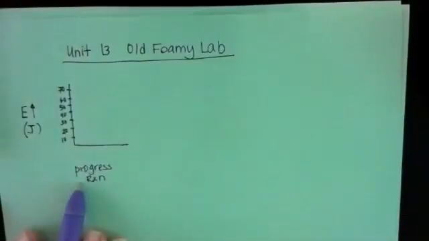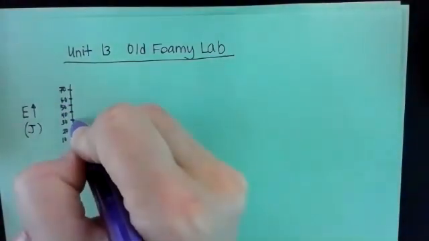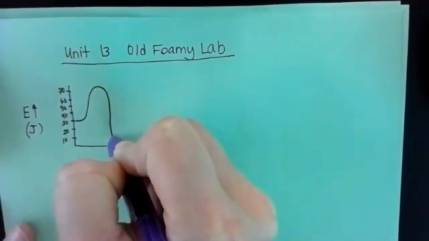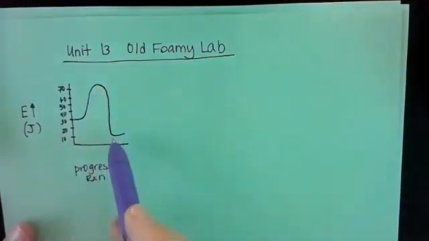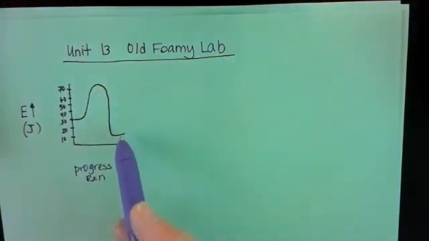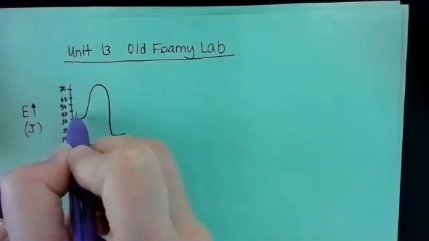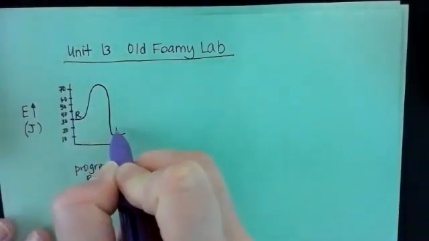So your progress reaction, we know this is exothermic because we felt warmth. So I'm going to just show the progress reaction like this. Again, I know this is exothermic because it's giving off energy. This is the type of reaction or the type of graph that would show an exothermic reaction. I'm going to label R for reactants and P for products.